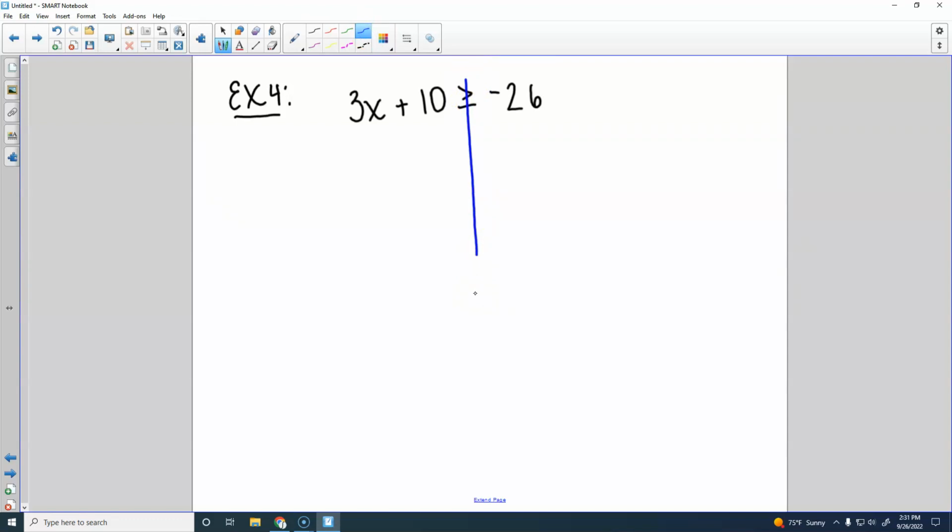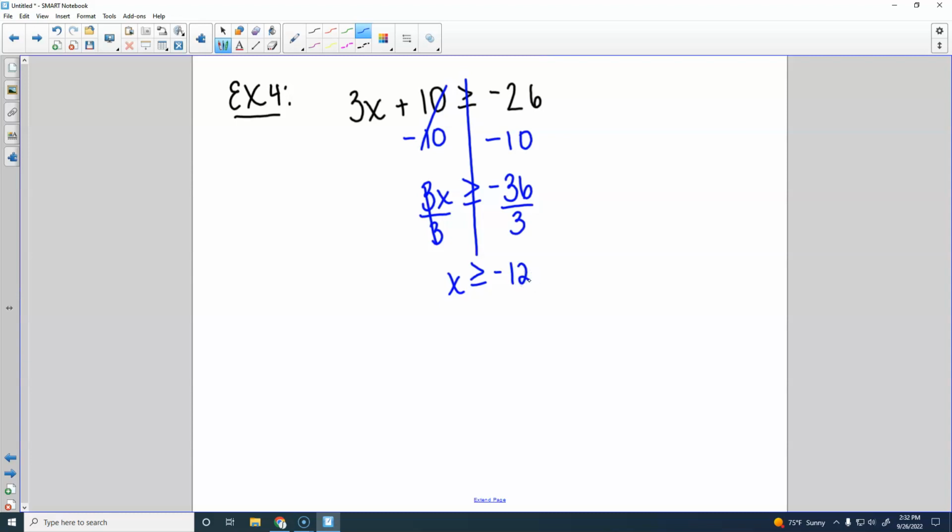Alright, so we have 3x plus 10 is greater than or equal to negative 26. So, for this one, Giancarlo, what would I do first? Good. So 3x would be greater than or equal to negative 36. Then what would I do? Okay, we'll divide by that 3. So x is greater than or equal to negative 12.